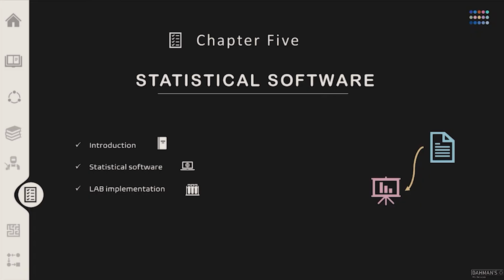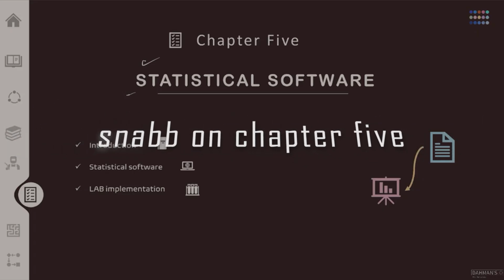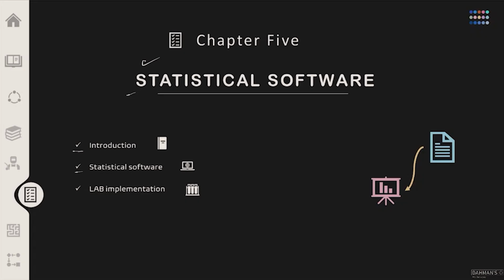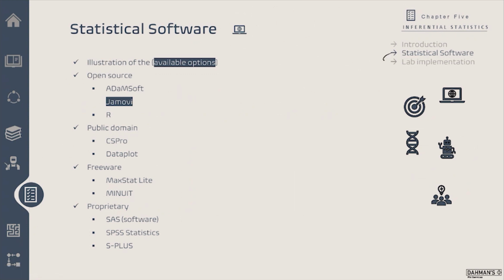Hi, welcome back. So we're in Chapter 5, Statistical Software. In this chapter, we'll be looking at a quick introduction on the meaning of statistical software, and then we'll be looking at a number of those available statistical software. And finally, of course, we'll be looking at lab implementation using one of those available open source software. Let's look at some of those available statistical software.